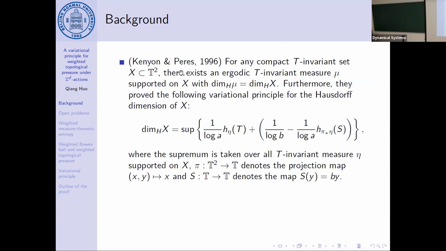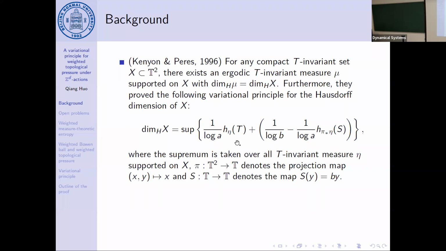Later, Kenyon and Peres extended the work of McMullen. They proved that for any compact invariant set contained in the torus, there exists an ergodic invariant measure supported on this invariant set with full Hausdorff dimension. This holds for any invariant set contained in the torus. Furthermore, Kenyon and Peres obtained the following variational principle for the Hausdorff dimension of this invariant set.